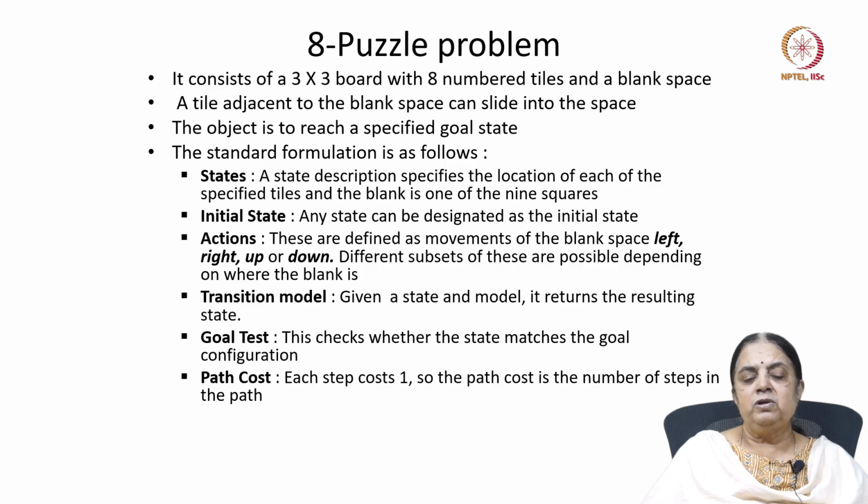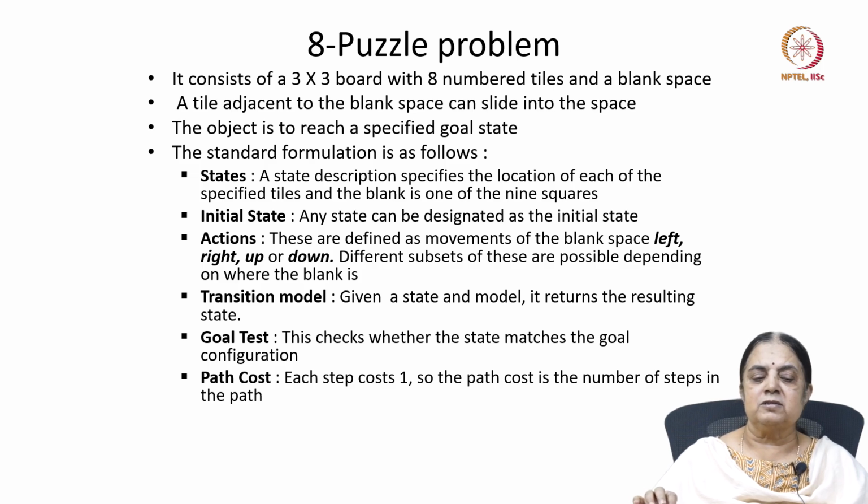Okay. So what you have is a 3 by 3 board. So you have 9 squares, and you have numbered tiles, numbered from 1 to 8. In each square you have one tile with some number on it, and there's one blank space, and it's possible for you to move the adjacent tiles to that blank space, or you can slide it into that space. Okay, and the object is to reach a specified goal state.